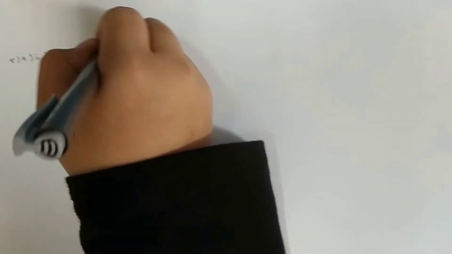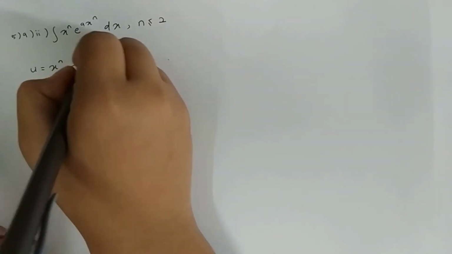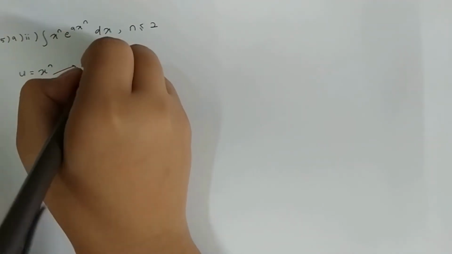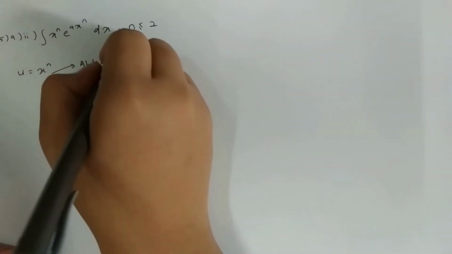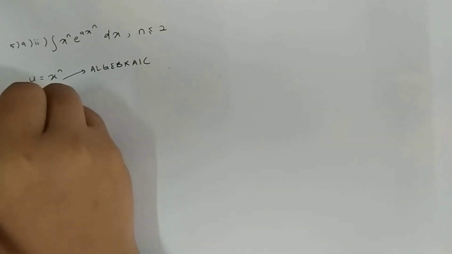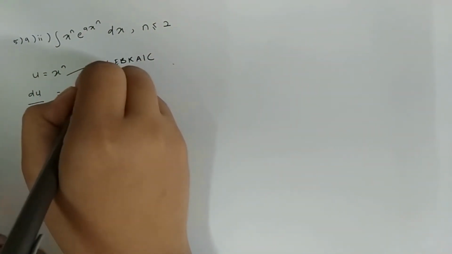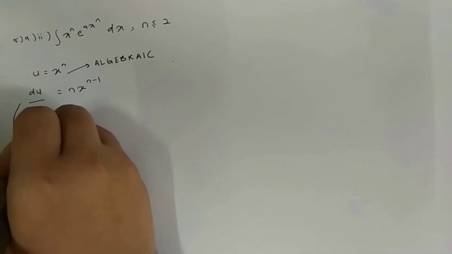First, we need to write the question. The question is integrate x to the power of n e to the power of a x to the power of n dx with n less than or equal to 2. Now we need to choose the u and the dv. A useful strategy for choosing u and dv, which can be applied when the integrand is a product of two functions from different categories in the list: L, logarithmic, I, inverse trigonometric, A, algebraic, T, trigonometric, and E is exponential. The reason we choose x to the power of n to be u is because algebraic comes first before exponential.